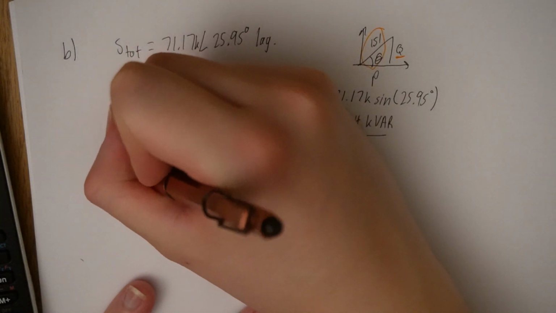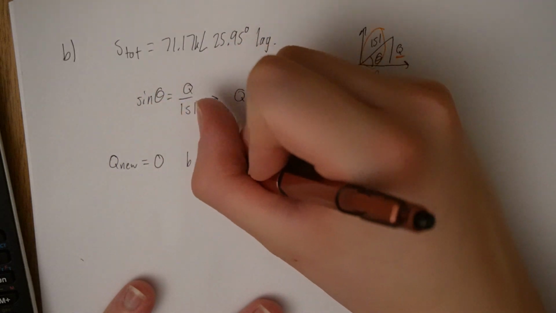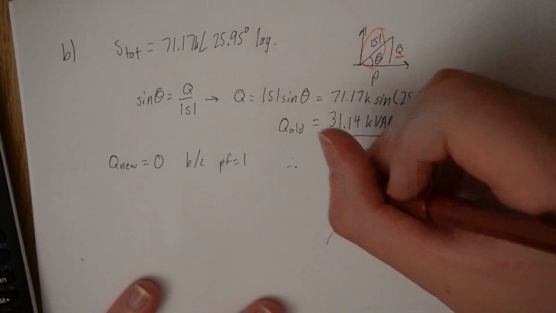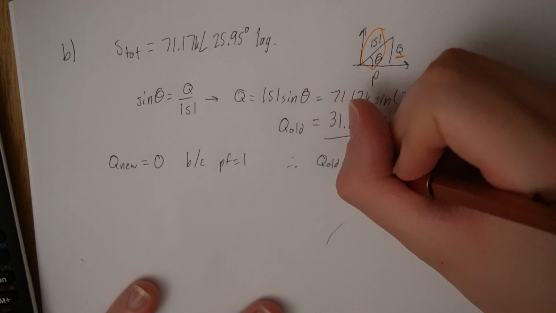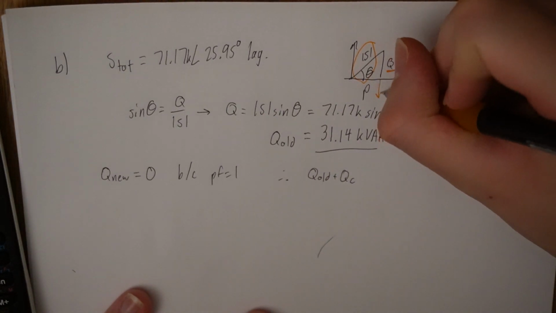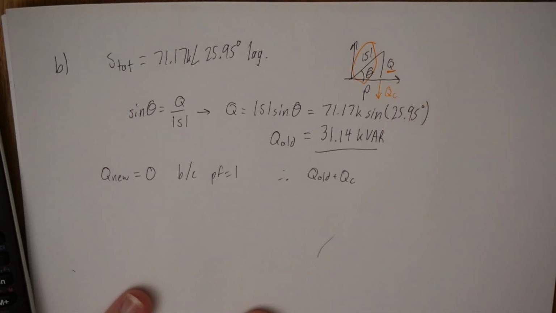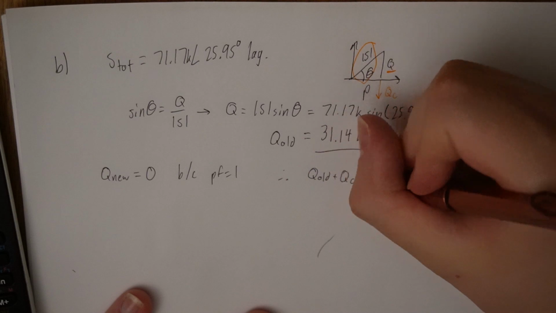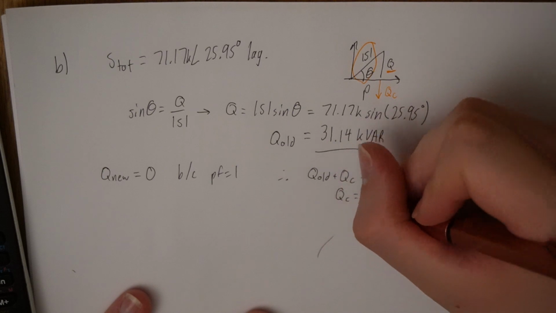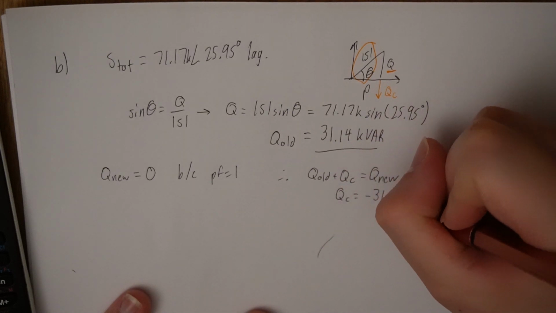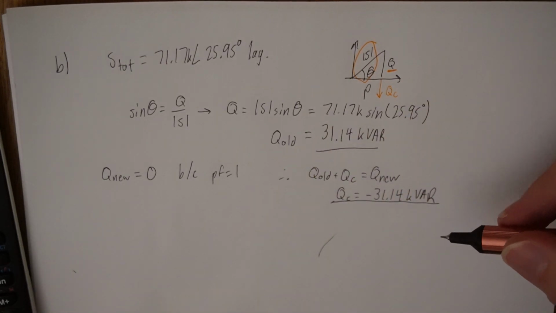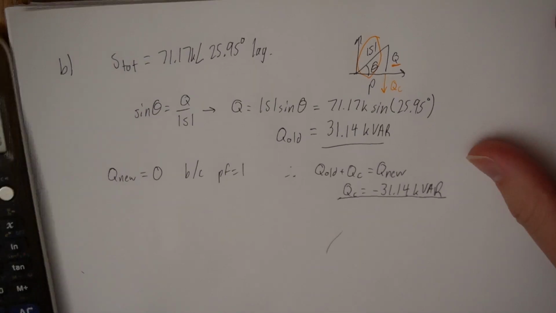So Q new is 0 because power factor equals 1. Therefore, Q old plus QC equals Q new, because what I'm doing in my power triangle is adding this QC that'll negate the effects of Q. Therefore, QC equals negative 31.14 kilovar. So we know how much Q the capacitor has, but now we'll have to figure out what the capacitance is.